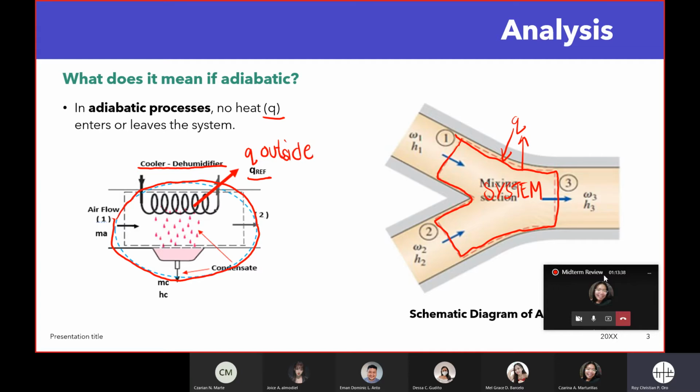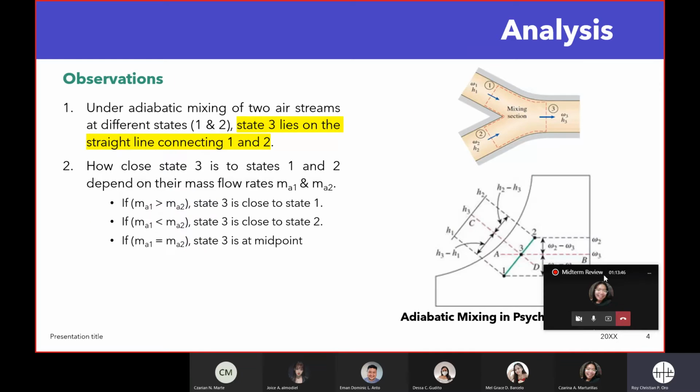So that's one of the main differentiators when considering an adiabatic mixing process. Now let's try to analyze what an adiabatic mixing process looks like on a psychrometric chart. This is the diagram, and as you can see, 1 and 2 are the inputs while 3 is the output.